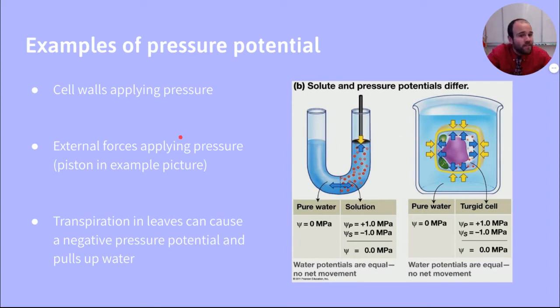Remember, all of this water potential stuff is important for plants. All of transpiration is when you remove water at the top of the leaves out the stomata, that creates a negative water potential, and so water will move up to replace it.